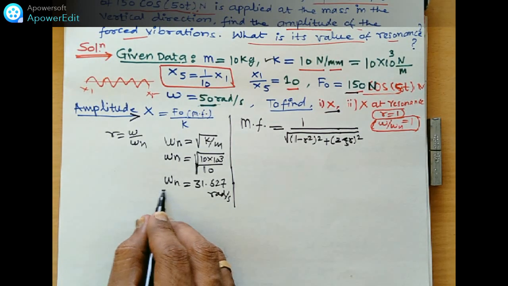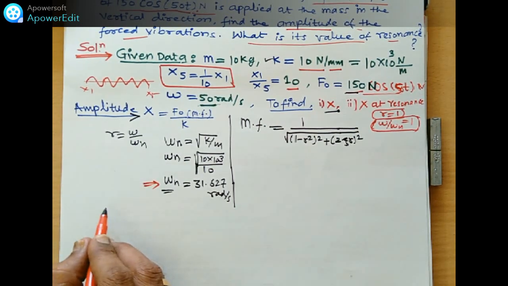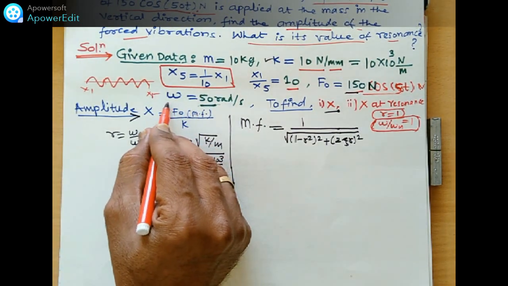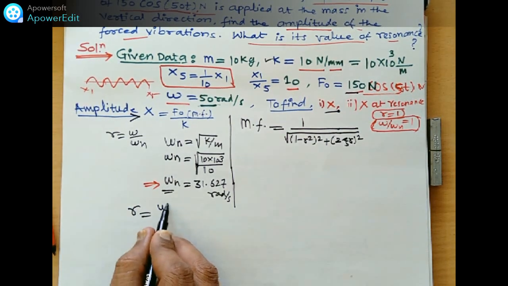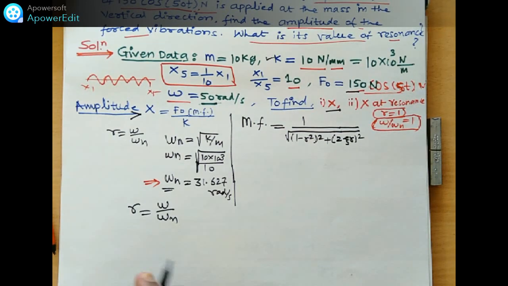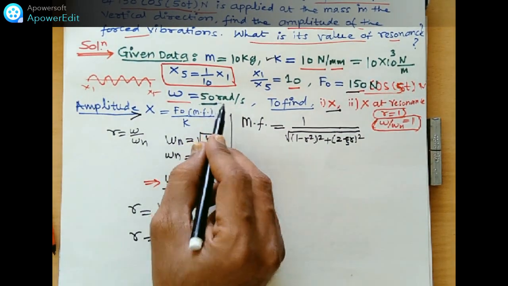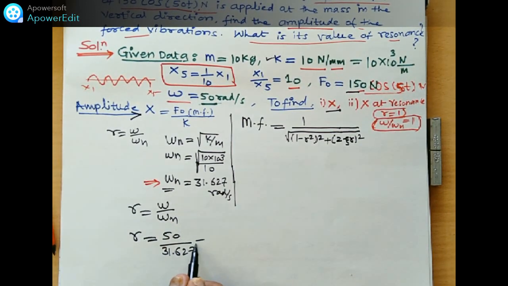First we know the value of omega n. This value of omega n we know. Then we can find out this. We have the value of omega. So R becomes equal to omega upon omega n. So R is equal to omega, how much? 50 upon 31.627. So R is the ratio of this frequency, you can say frequency ratio. What is this frequency ratio?